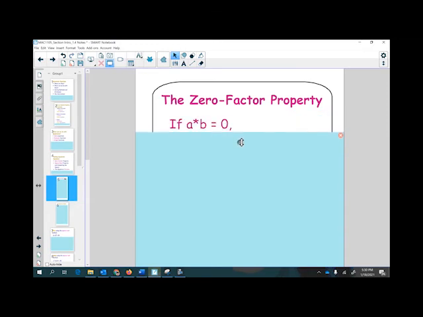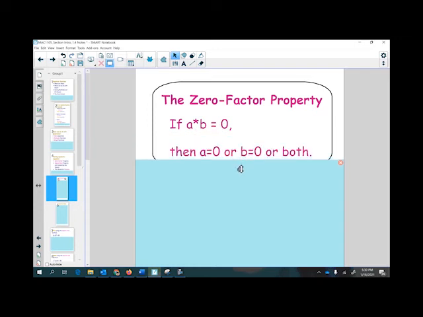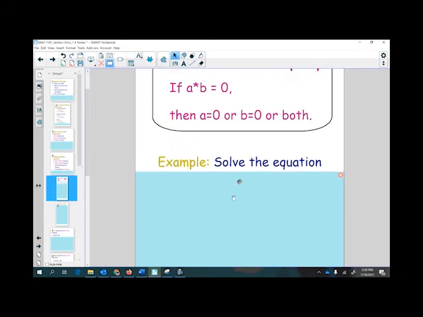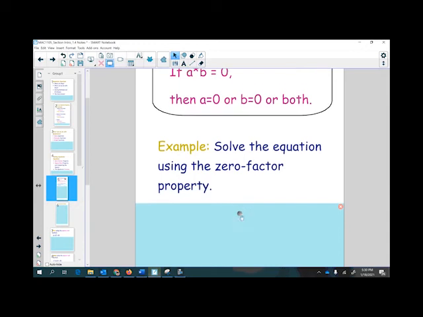It's based on this truth: when you multiply two items and you get an answer, or a product, of 0, that means either A had to be 0 or B had to be 0, or possibly both. So we can use that to our advantage with quadratic equations. Here's an example using the zero factor property.